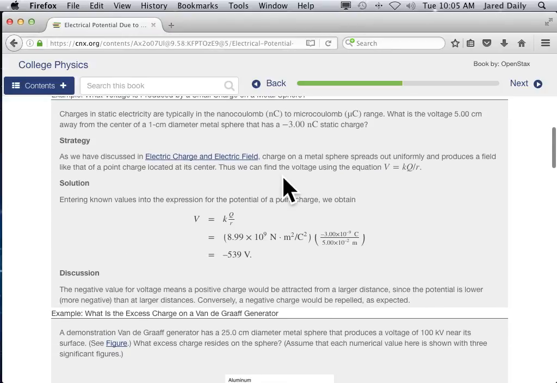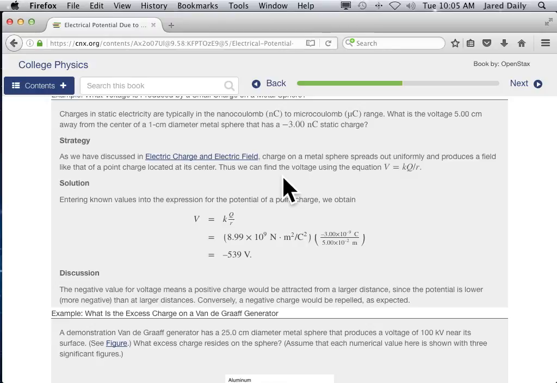So here we have static electricity. Static electricity charges, when you're walking around on carpet or something, are usually about nanocoulombs or microcoulombs, not much bigger than that. We want to know what is the voltage 5 centimeters away from the center of a 1 centimeter diameter metal sphere that has a static charge on it that's kind of normal, negative 3 nanocoulombs, which is negative 3 times 10 to the minus 9 coulombs.